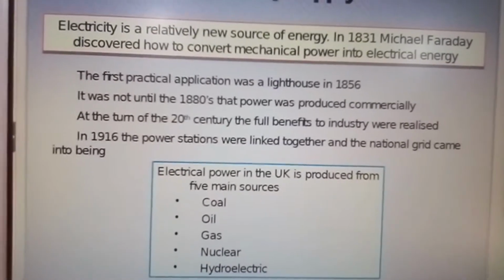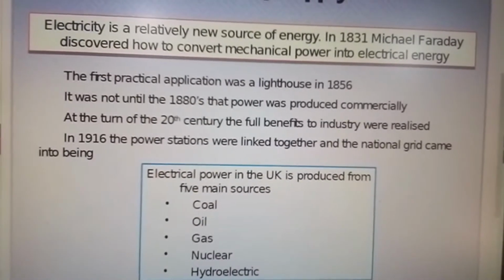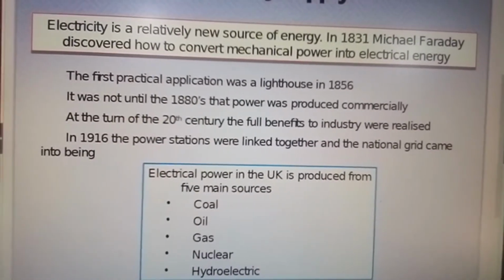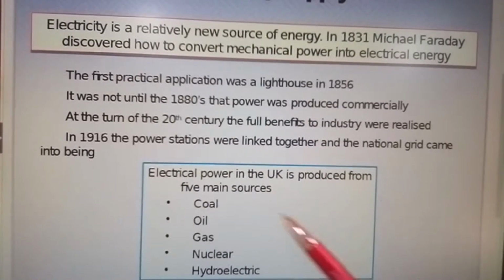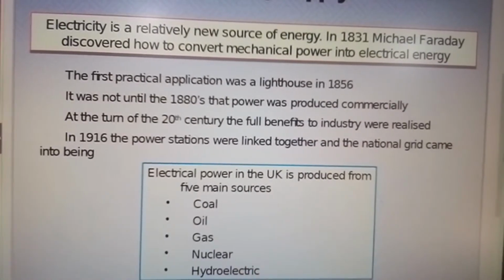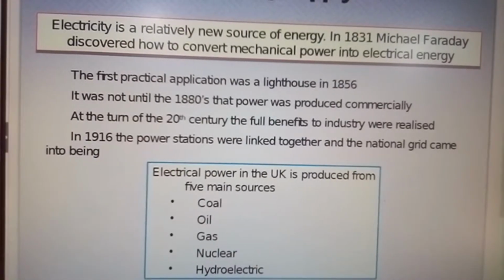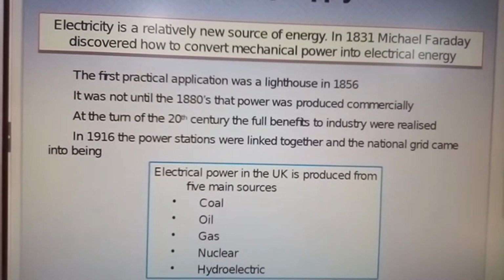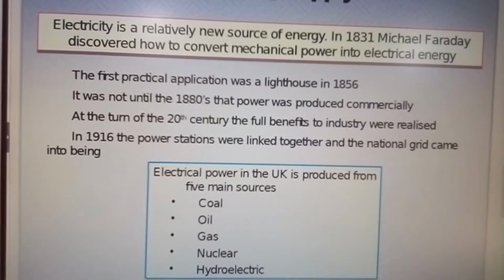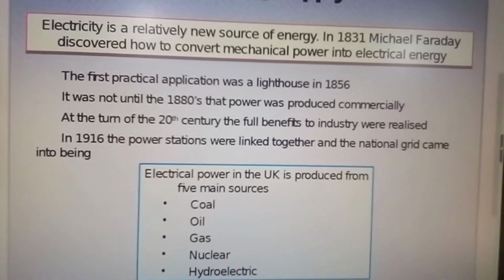Here are some of the items that we were using to generate electricity at the time: coal, oil, gas, nuclear, hydroelectricity. Now we have wind, solar power, and obviously nuclear, which was previously mentioned.